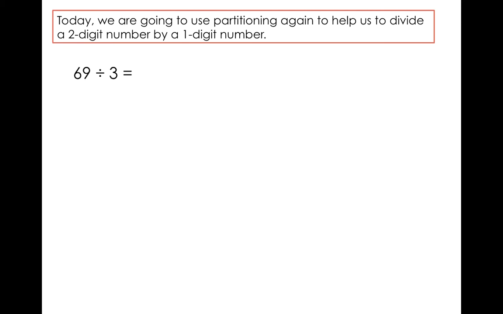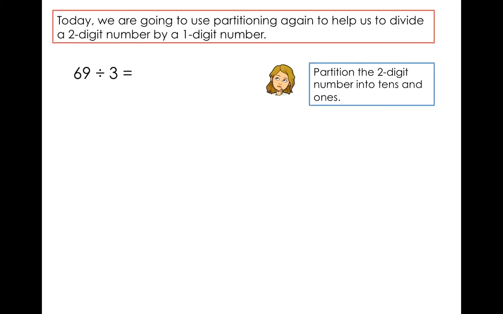Okay, now there's going to be some for you to have a go at. So we've got 69 divided by 3. So if we partition 69 into tens and ones, we've got 60 and we've got 9. Okay. I want you now to have a go at doing the next steps and working out the answer to this. So divide the tens by 3 and divide the ones by 3. See what you get.